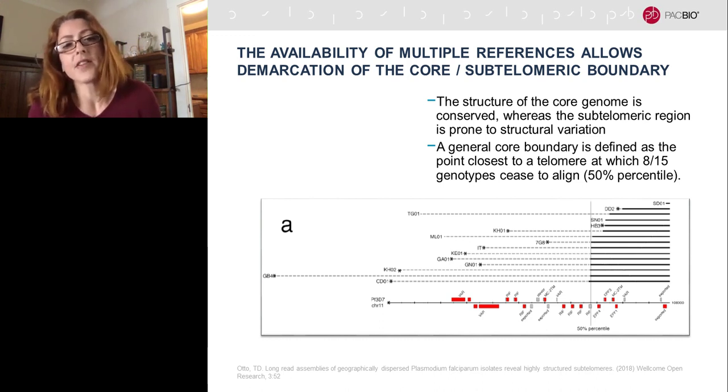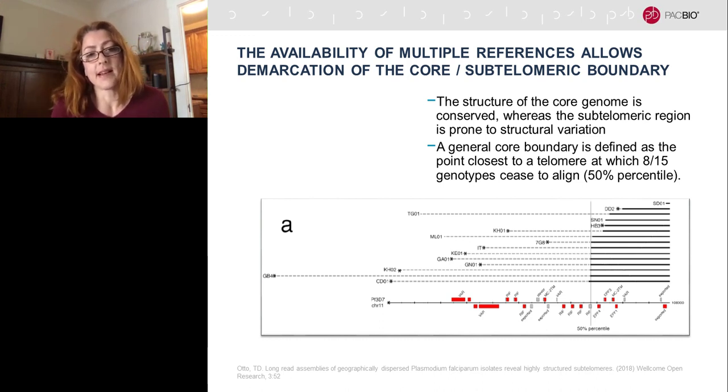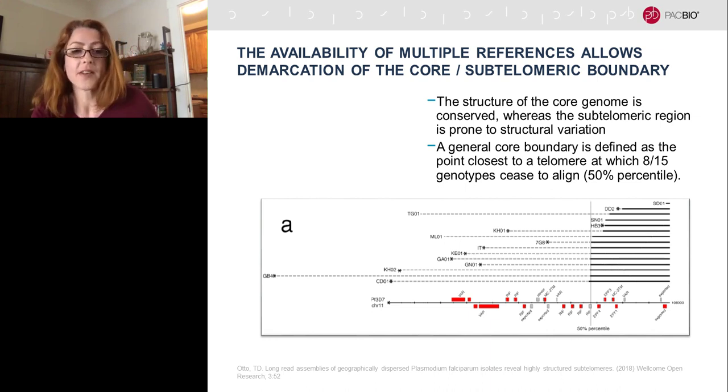So one of the other things that was highlighted in this paper is that the core genome in Plasmodium falciparum is highly conserved, and there's a lot less rearrangement events that happen in that core area, whereas the subtelomeric region is highly prone to structural variation. And one of the things they wanted to identify is where's the exact boundary between the core and the subtelomeric genome here, because they wanted to understand, well, which genes exactly are subject to this higher rate of structural variation and which tend to be more conserved.